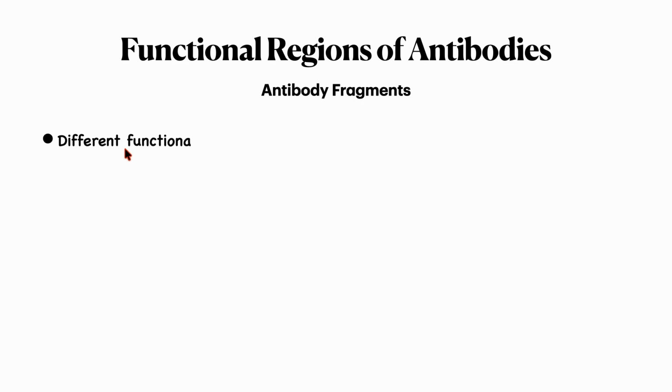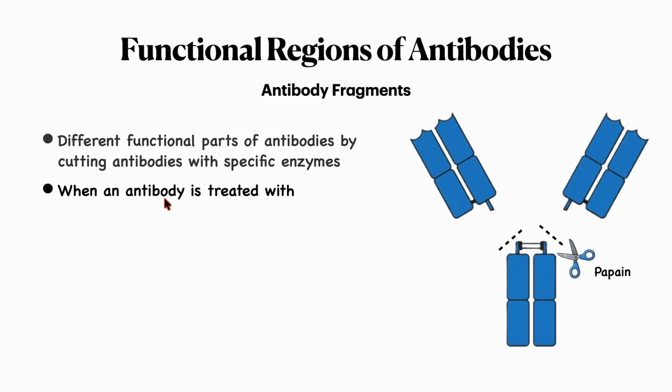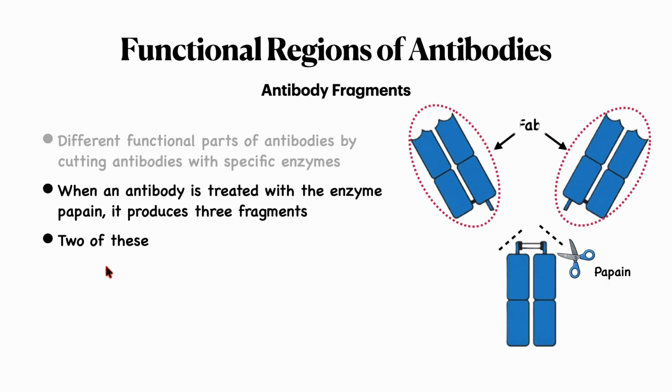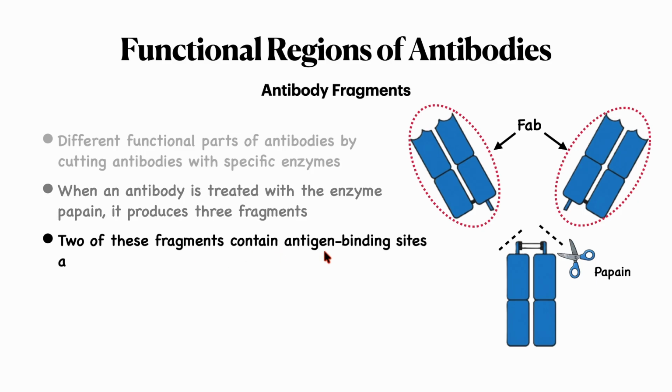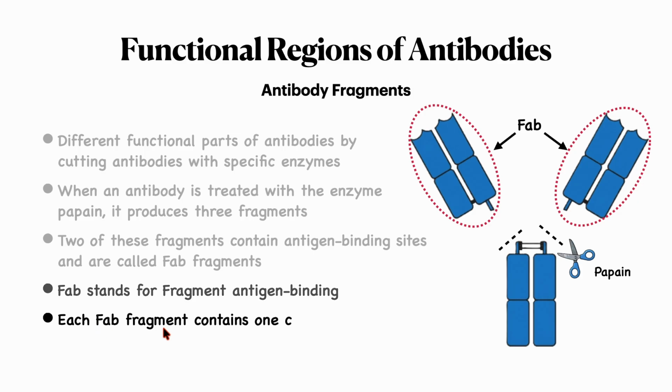Next, let's discuss antibody fragments. There are different functional parts of antibodies, which can be revealed by cutting antibodies with specific enzymes. When an antibody is treated with the enzyme papain, it produces three fragments. Two of these fragments contain antigen binding sites and are called FAB fragments. FAB stands for fragment antigen binding. Each FAB fragment contains one complete antigen binding site.